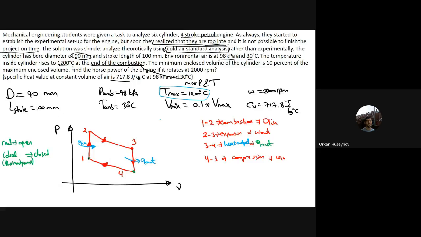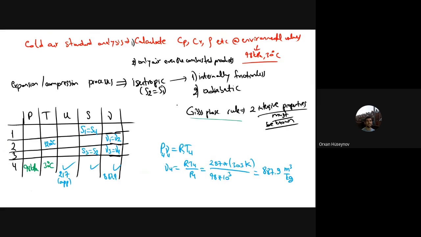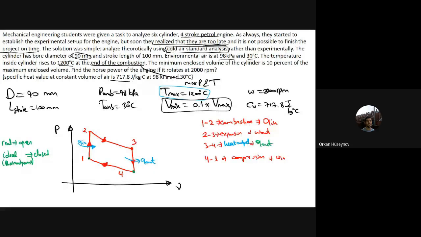To solve the problem, I need one more thing, and this can be determined by this relationship: V minimum is 0.1 times the maximum volume. That is given in the question. By using this relationship, as well as the given diameters and the lengths of the stroke, I can find the displaced volume. This will help me find the displaced volume.